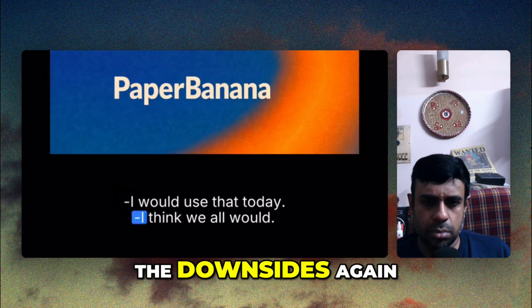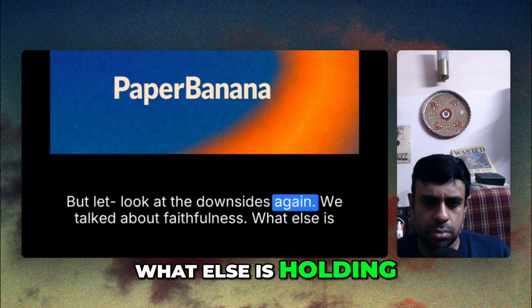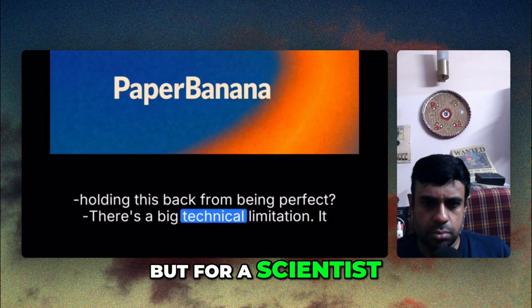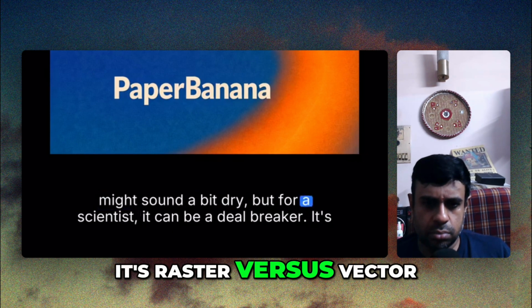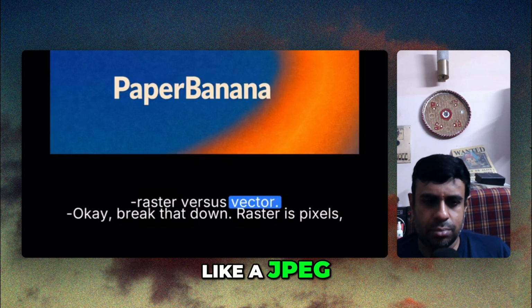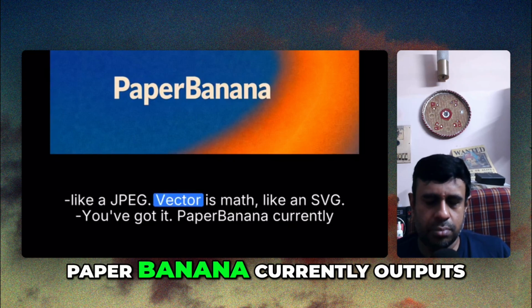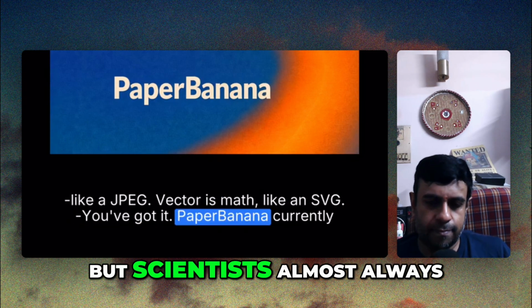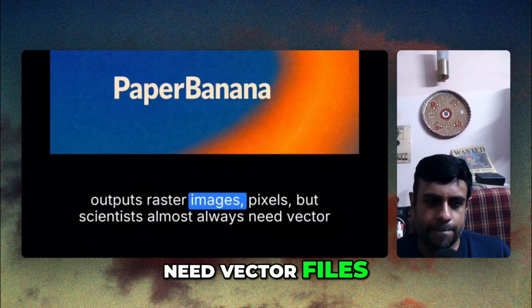But let's look at the downsides again. We talked about faithfulness. What else is holding this back from being perfect? There's a big technical limitation. It might sound a bit dry, but for a scientist, it can be a deal breaker. It's raster versus vector. Okay, break that down. Raster is pixels, like a JPEG. Vector is math, like an SVG. You've got it. PaperBanana currently outputs raster images, pixels. But scientists almost always need vector files. Why is that so important?